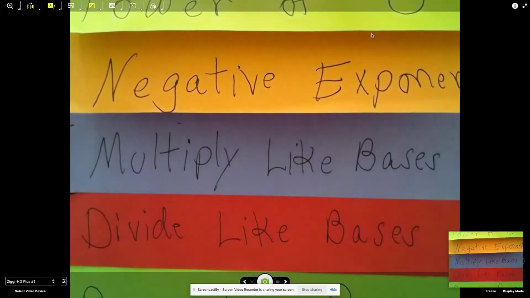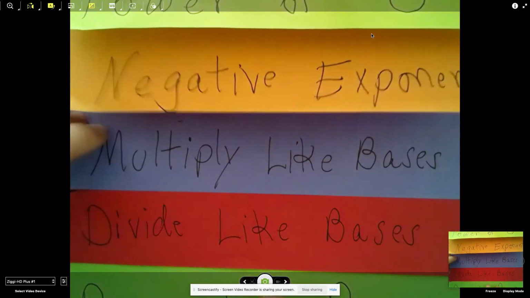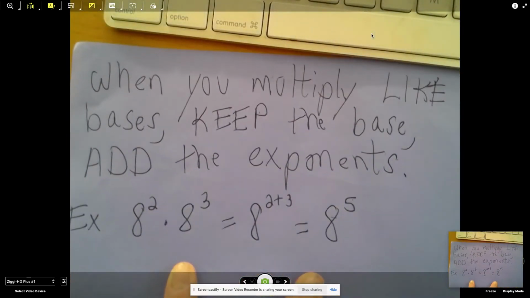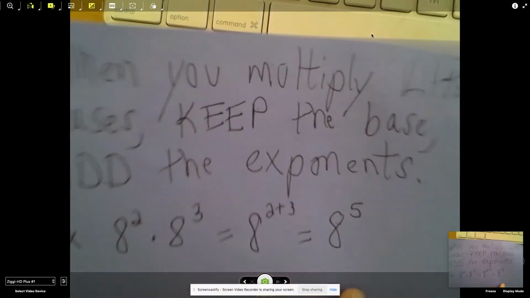Then we went over the rule of how you multiply like bases. Liam, what's the rule for how you multiply like bases? Okay, and what do you do with the bases? Keep it. So the rule that we wrote earlier was when you multiply like bases, you keep the base and add the exponents. So if it's 8 squared times 8 to the 3rd, it just becomes 8 to the 5th.